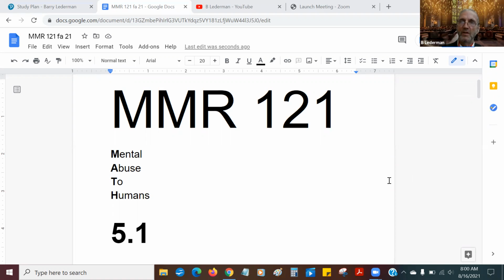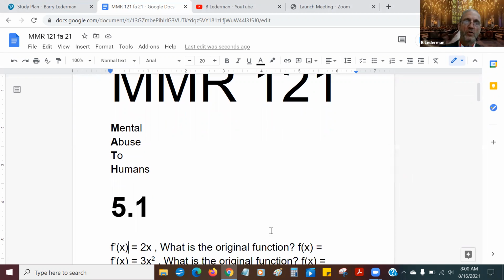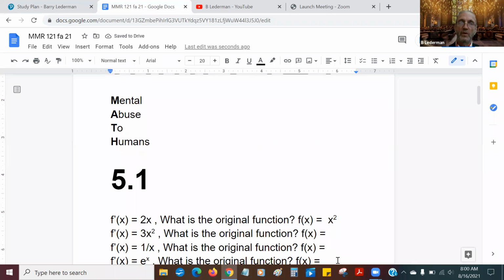So what if, for example, I told you that f prime of x is equal to 2x, and I want to know what was the original function f of x that, when I took the derivative, I got an answer of 2x. Well, I think you guys are all smart, and you realize the answer is x squared.